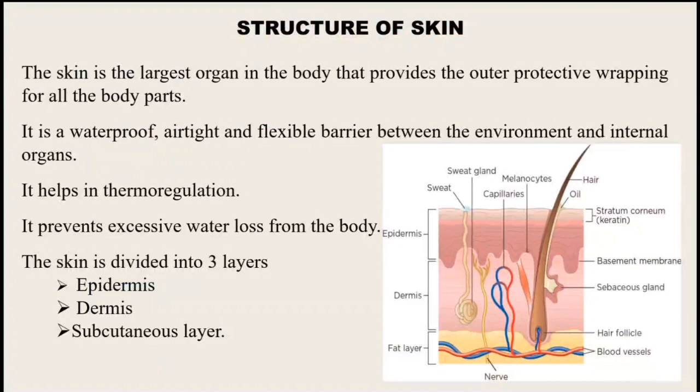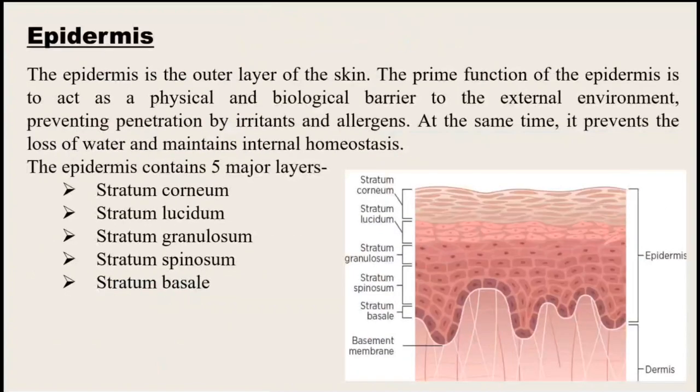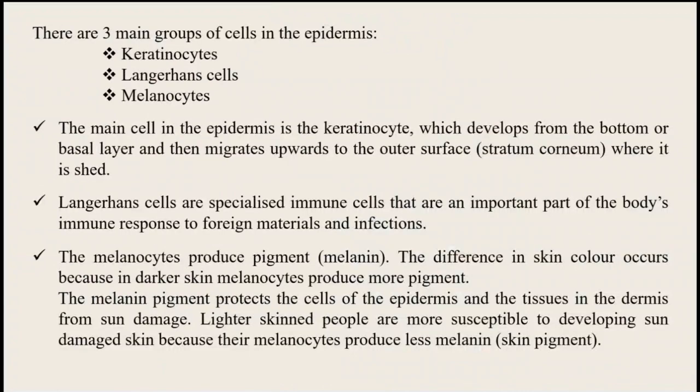First is the epidermis. The epidermis is the outer layer of the skin. The prime function of the epidermis is to act as a physical and biological barrier to the external environment and prevent penetration by irritants and allergens. At the same time, it prevents the loss of water and maintains internal homeostasis. The epidermis contains 5 major layers: stratum corneum, stratum lucidum, stratum granulosum, stratum spinosum, and stratum basale.